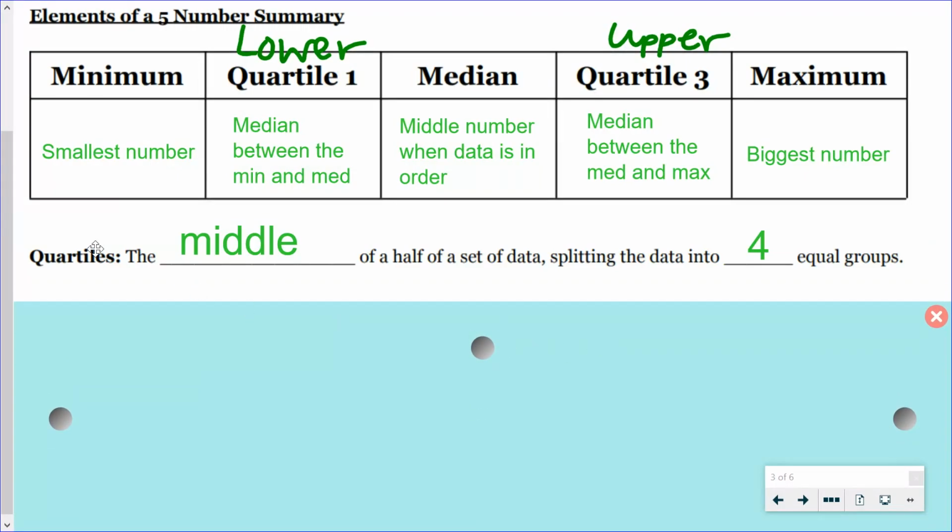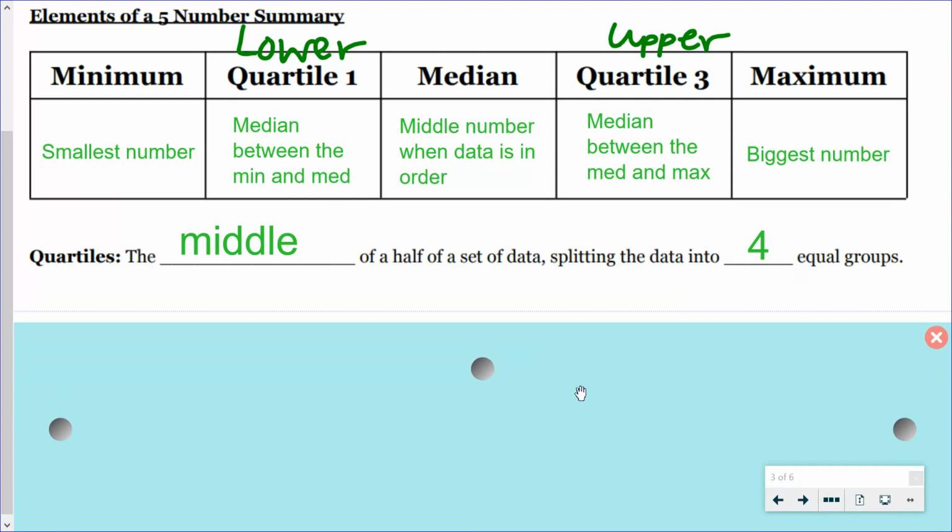Quartiles, if you think about the word quart, means 4. So we are taking the middle of a half of a set of data and splitting the data into 4 equal groups. And we'll talk a little bit more about that in a minute. But splitting our data into 4 equal groups.